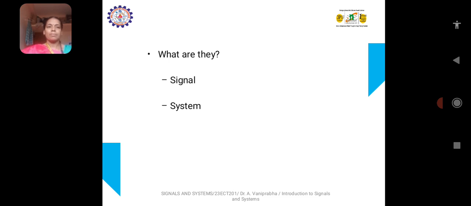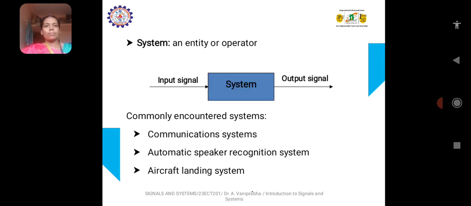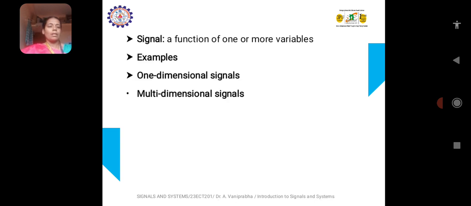And what a system is? It is nothing but an entity or a block that manipulates or works on the given signal, whether the signal may be one signal or multiple signals, so as to get back an original or desired function. That is known as a system. So the signal may be a function of one or more variables.